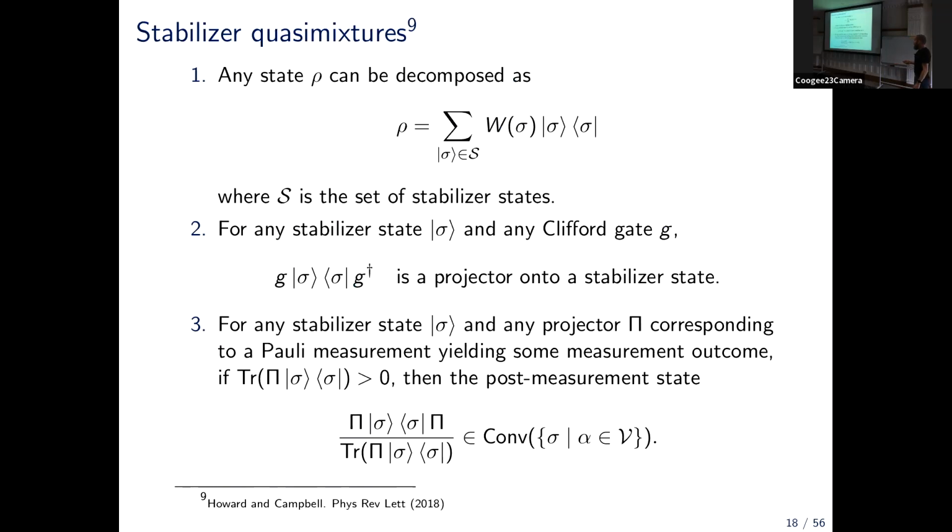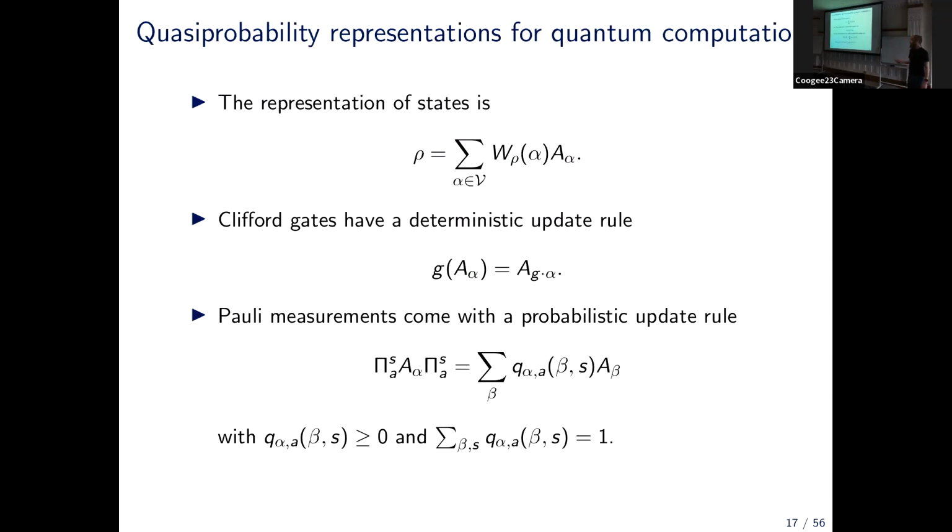Sorry, can you just say again what the superscript S is? Yeah, so here, pi sub A S. A is a label of a Pauli operator. S is the measurement outcome. Oh, sorry, that's the opposite way around. Okay, yeah, so this is a projector representing Pauli measurement A giving outcome S.